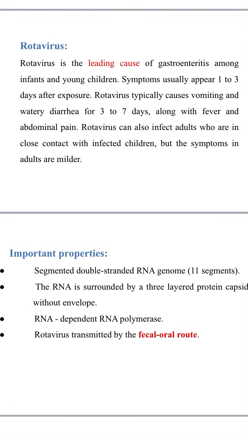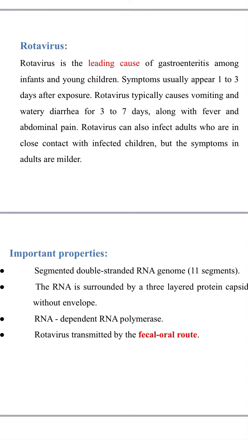Now we will talk about rotavirus. Rotavirus is the leading cause of gastroenteritis among infants and young children. Symptoms usually appear 1 to 3 days after exposure to this virus. Rotavirus typically causes vomiting and watery diarrhea for 3 to 7 days, along with fever and abdominal pain. Rotavirus can also infect adults who are in close contact with infected children, but the symptoms in adults will be milder.